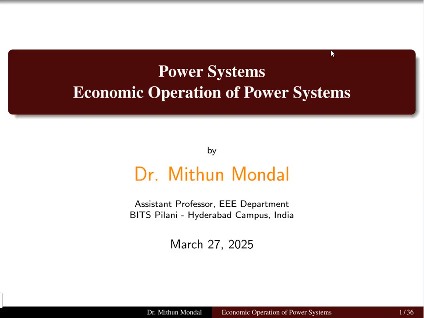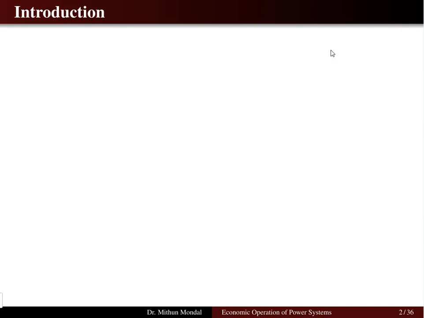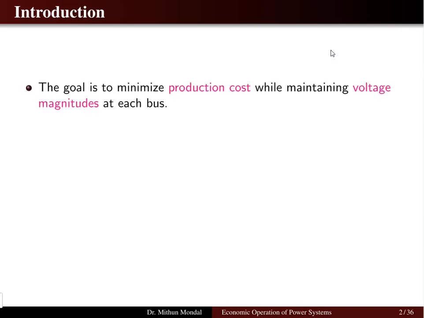Welcome back. Let us take a new topic in electric power system. We will discuss the economic operation of power systems. So the introduction goes like this. The basic goal of the economic operation of power system is to minimize the production cost. So we need to minimize the total cost which is involved with the production of power, maintaining the voltage magnitude at each bus to be stable.